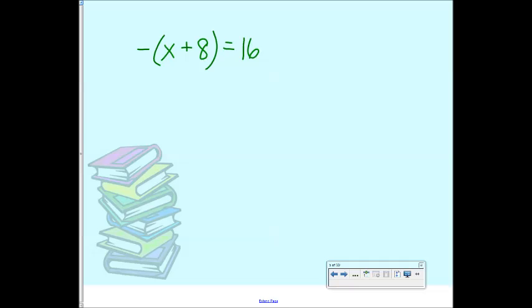So this becomes what kind of x? And then this becomes what kind of 8? Negative 8. What if it were already a minus? Become a positive. Very good. So be careful with that. And then this gives me 16.